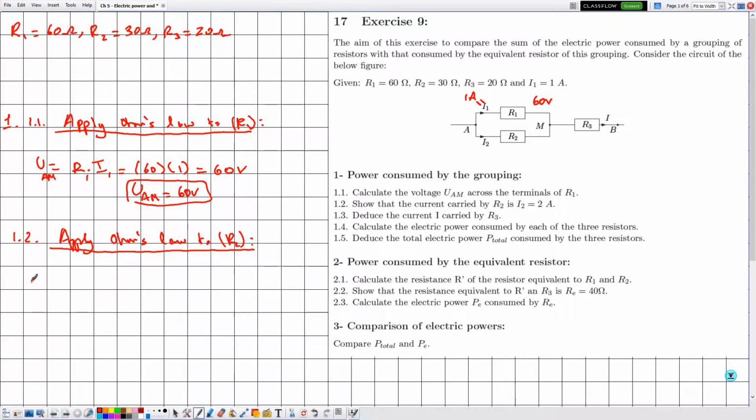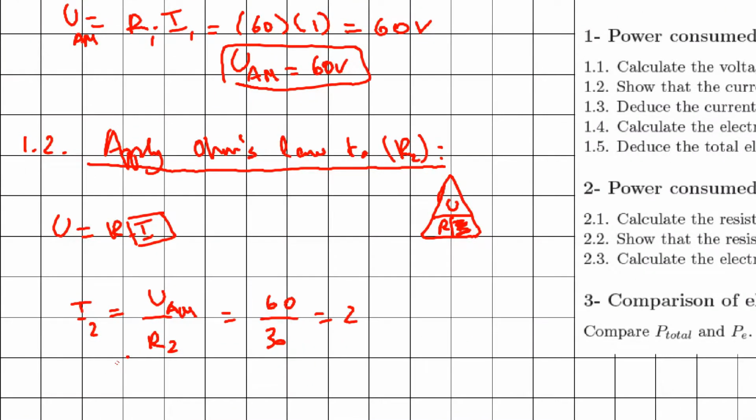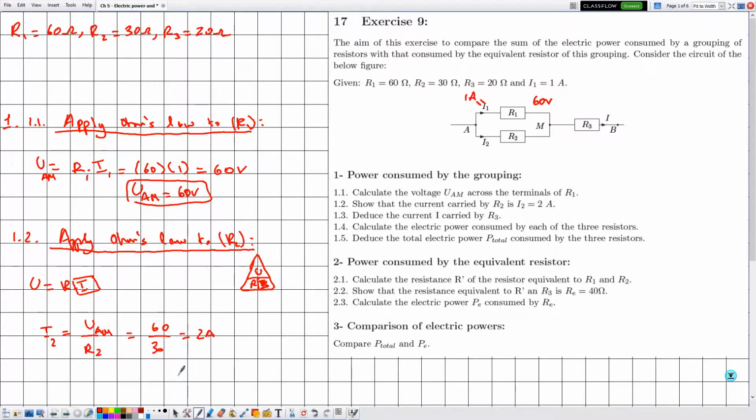Ohm's law is given by U is equal to R multiplied by I. Notice that we are interested in determining the value of I. Then constructing the triangle of this formula, I'm putting my hand over I, and then the value of I is given by U divided by R. Notice that we are calculating I2, which has an applied voltage UAM across the resistor R2. Then 60 divided by 30, so this is equal to 2. Since everything is expressed in the SI, the value of I2 will be in amperes.